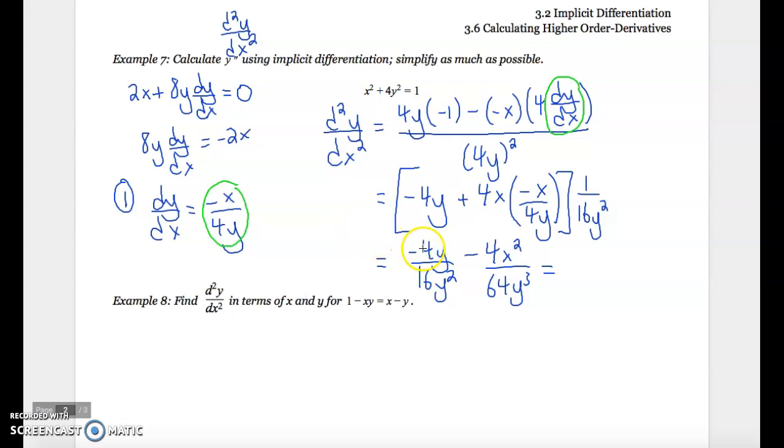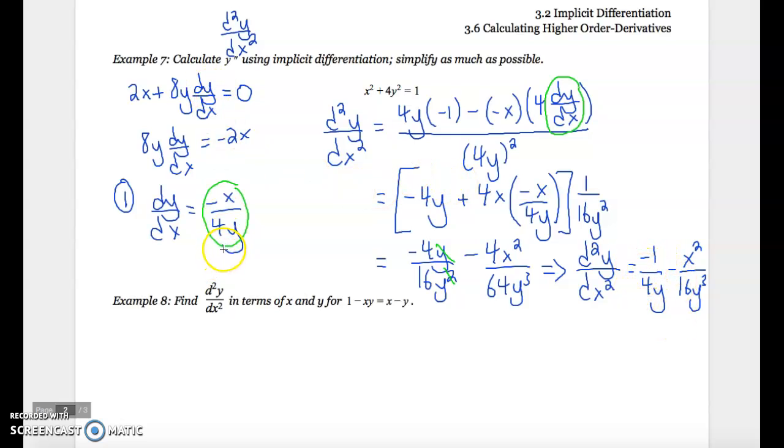Then we can simplify it one step further, and reduce as much as possible. So 4 over 16 reduces to 1 over 4, got rid of one of my y's there, so we'll end up with our second derivative. This is most likely what it would look like as far as a multiple choice question: negative 1 over 4y minus x squared over 16y cubed. Or they might have common denominators and combine those, but really this is us simplifying as much as possible.